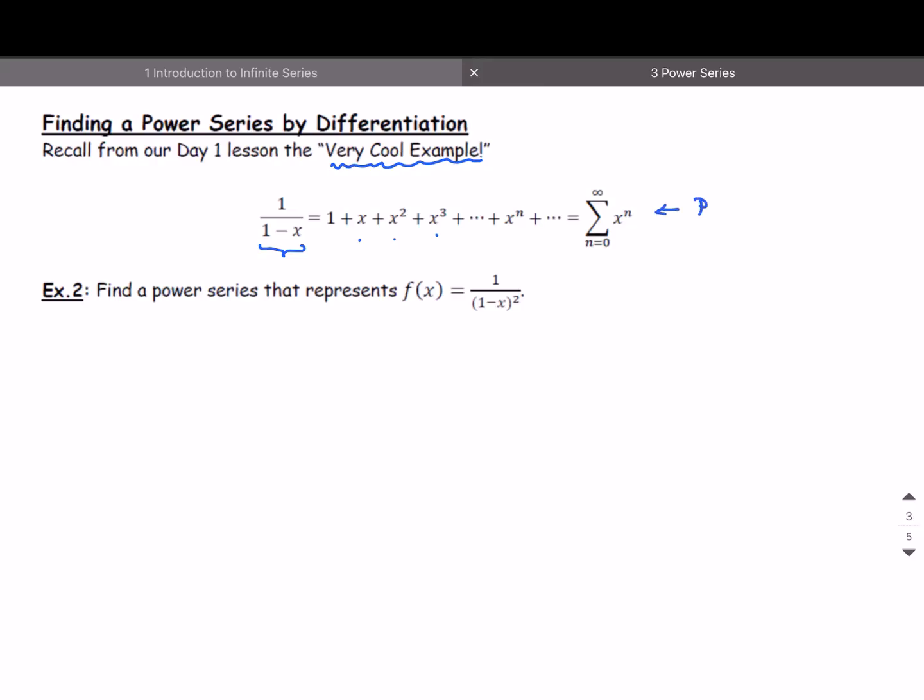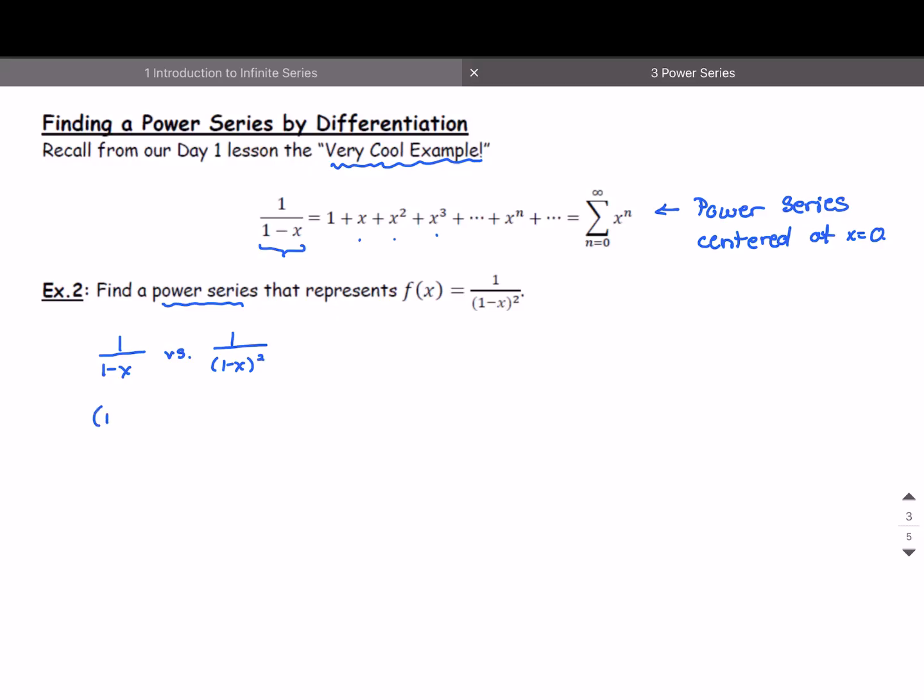We now know that this is a power series centered at x equals 0, okay? So, we're keeping that in reserves and we know this fact. We now want to find a power series that represents f of x equals 1 over the quantity 1 minus x squared. So, the one that we know looks like this versus the one that we want looks like this.